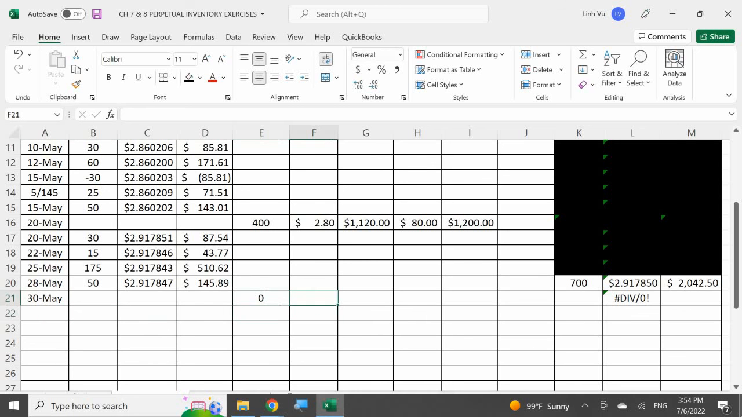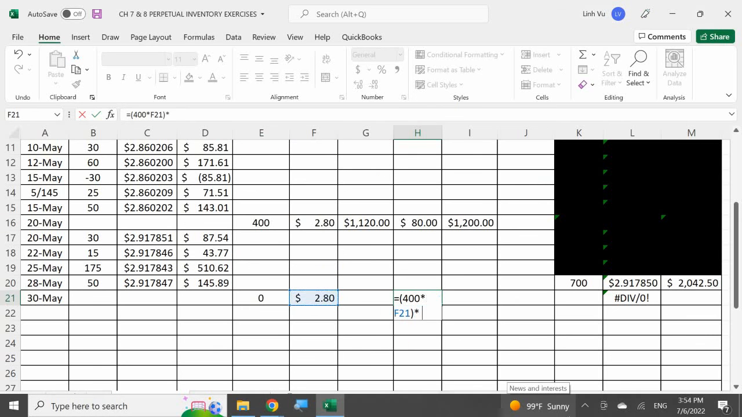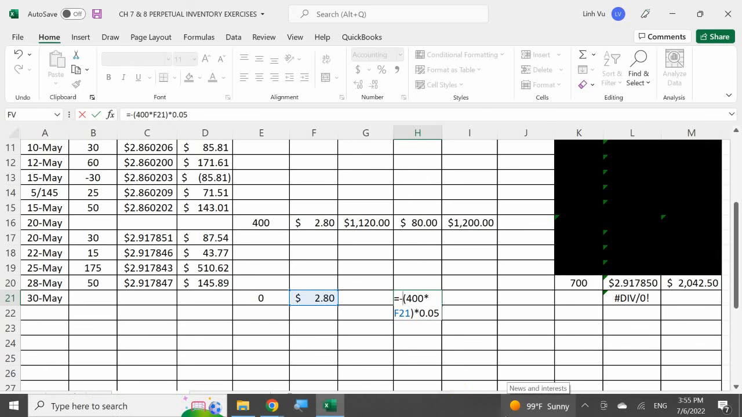You didn't subtract anything out of your inventory. However, you did receive a discount off of the $2.80 per mug. So that's going to be the 400 times the 280, and you got the 5% discount here. Whoops, I forgot the negative sign here. So I'm going to put it right here, negative, so you know that it's supposed to be subtracting out from your inventory.